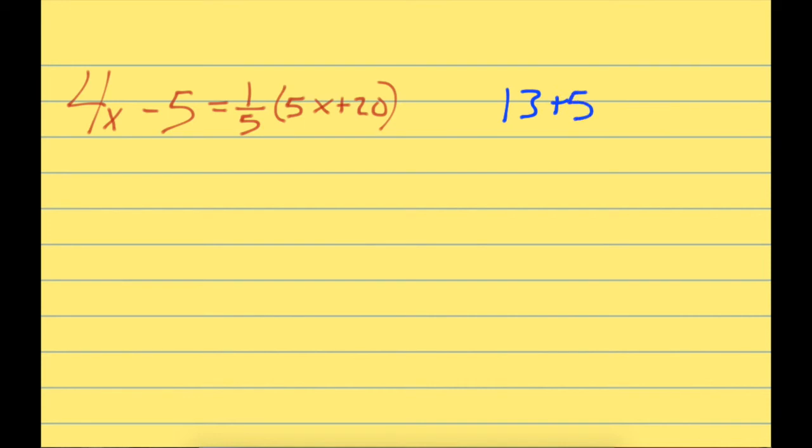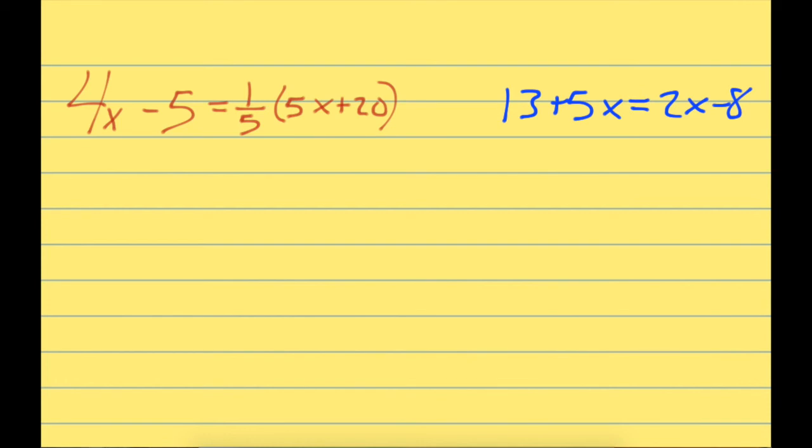Alright, so I want you to try a couple problems on your own. The first one we'll give you is 4x minus 5 equals 1/5 times 5x plus 20. And the second one is 13 plus 5x equals 2x minus 8. Would you pause the video, give those a try, and when you think you got the answer, we'll come back and do them together.